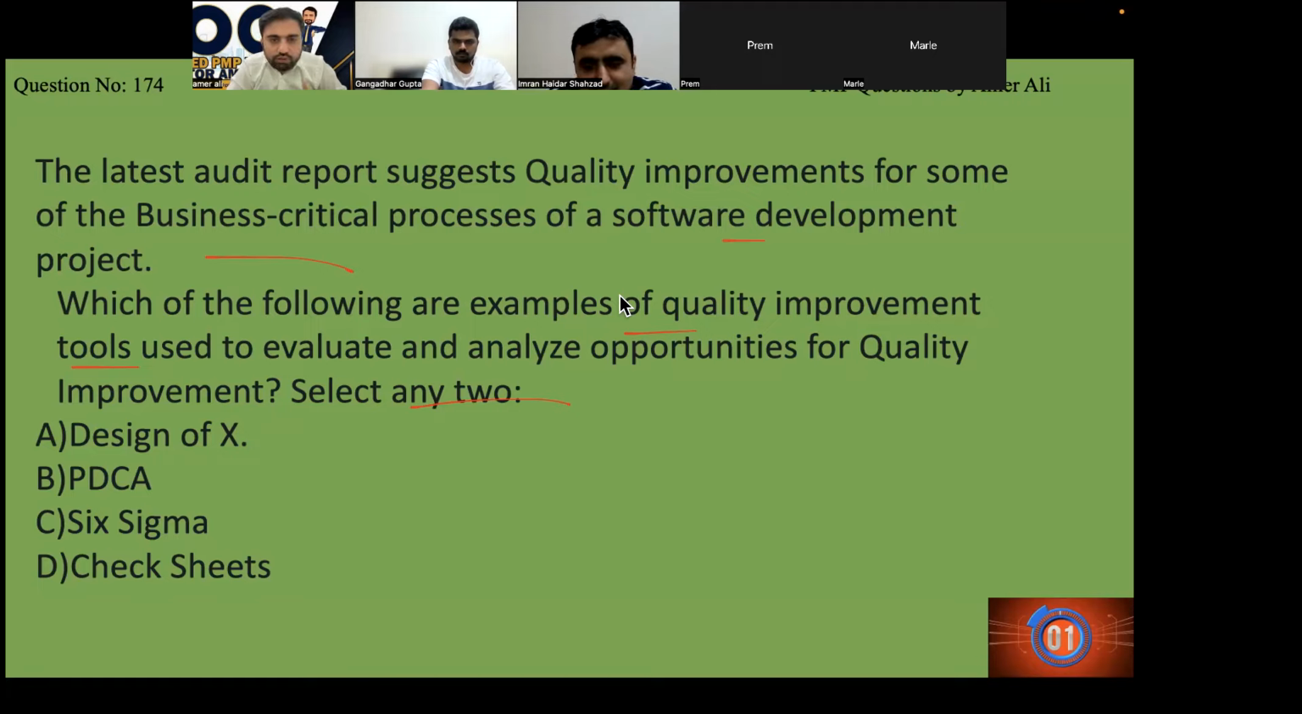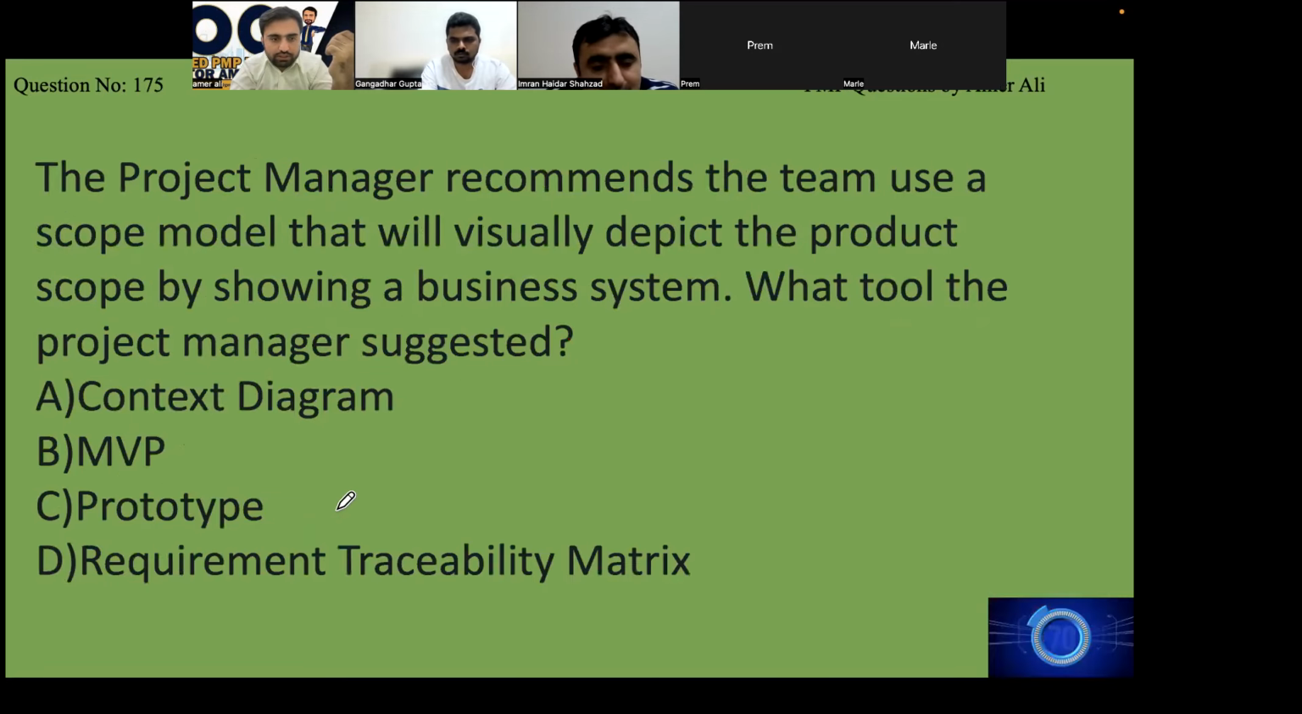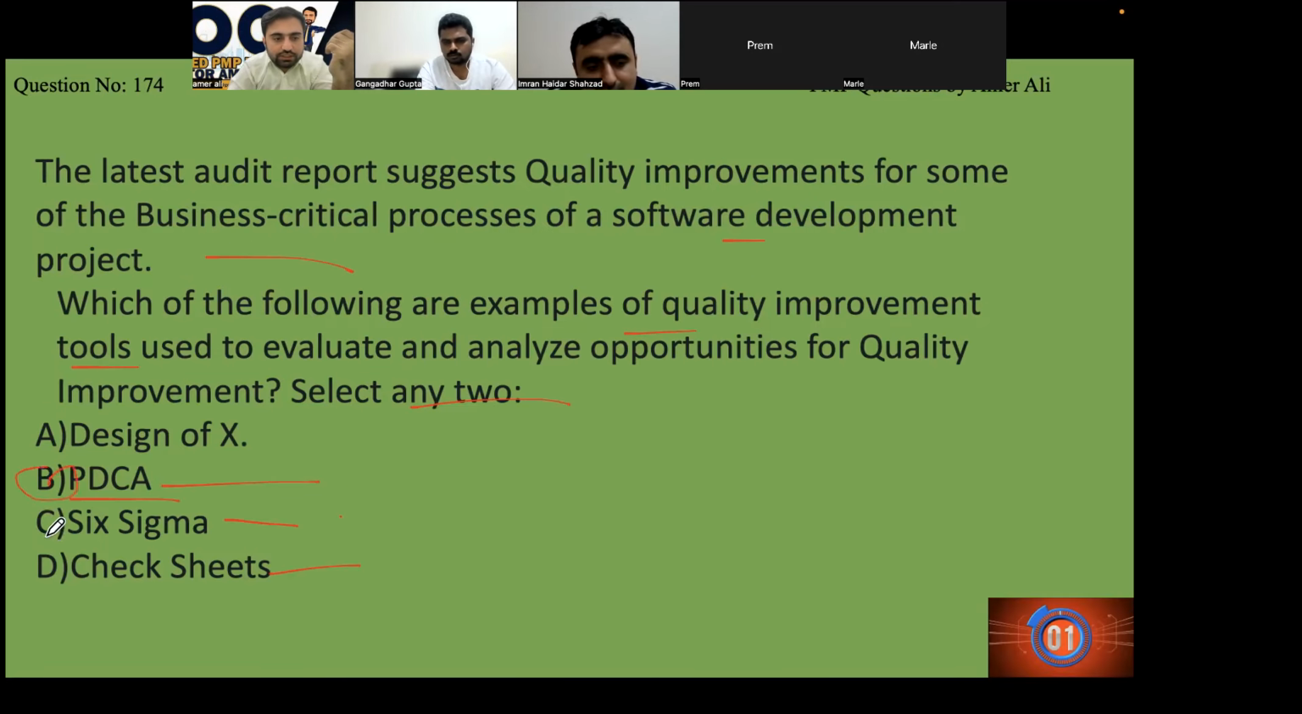Yes, Salim, you put one answer. The last line said select two answers. That is very important. Okay. A and B. No, design of X. Amit, why would you say B is for sure? Okay. B is for sure. Plan, do, check, act is basically defined for improvement. That is the Deming cycle, used to improve. It is called plan, do, check, act, the Deming cycle. Check sheets is kind of an inspection tool. Six Sigma is a quality standard, one of the highest standards that we follow. So the right answers are B and C.